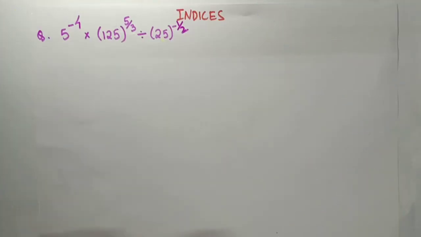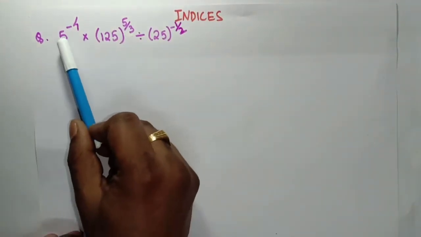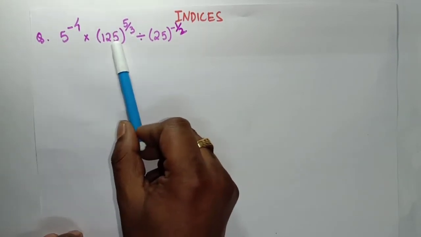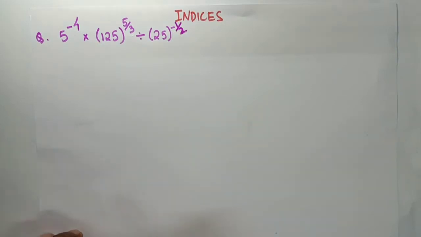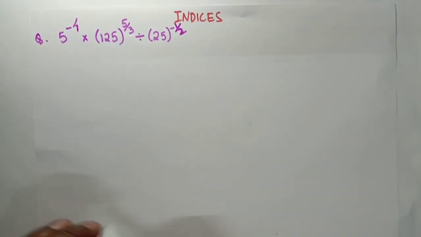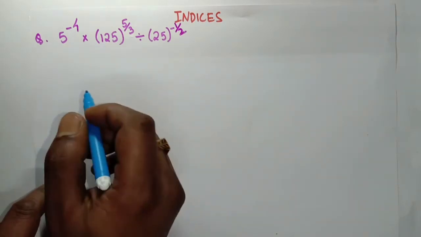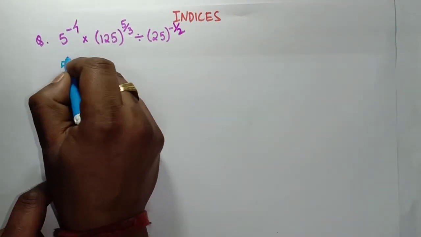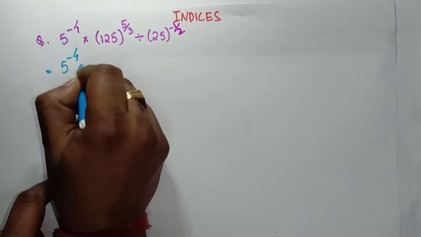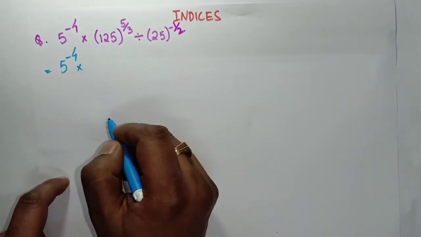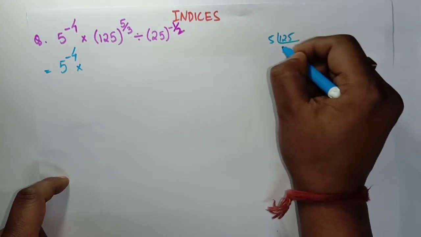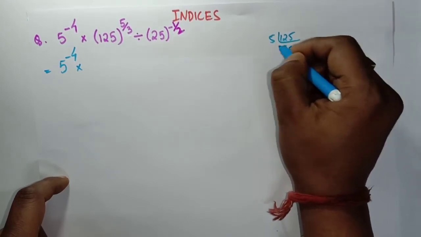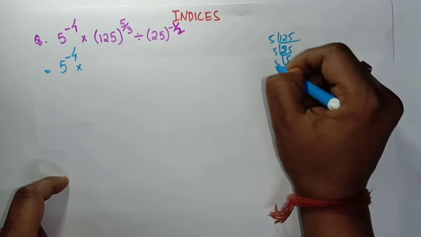Here you can see the first question. It says 5 to the minus 4 into 125 to the power 5 by 3, divided by 25 to the power minus 1 by 2. When you get this type of question, always change into smaller indices. Now you can see 5 to the minus 4, so I can write this as it is. Now 125, you'll do the LCM: 5 5s are 25, 5 5s are 25, 5 1s are 5.